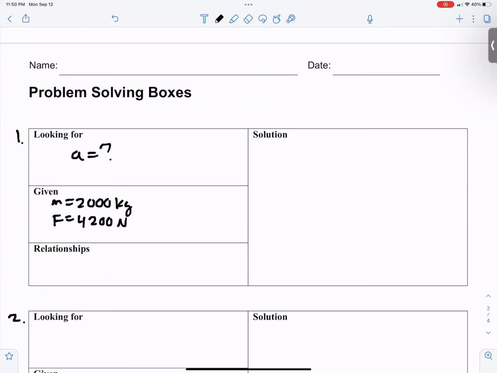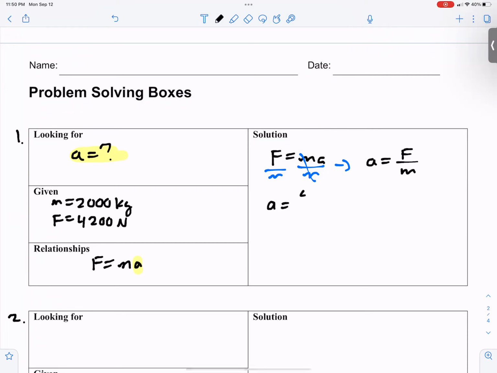Now, the relationship equation that you're always going to be working with is net force equals ma. And we're always going to start with that. But in this problem, you guys are solving for A. Now, in order to solve for A, you have to get rid of M. So how do we get rid of M? We're going to divide both sides by M and rewrite the equation. So A is going to be F divided by M. Now plug in your numbers. F was 4,200 newtons. Mass was 2,000 kilograms. Okay, go ahead and take a second to divide those two.